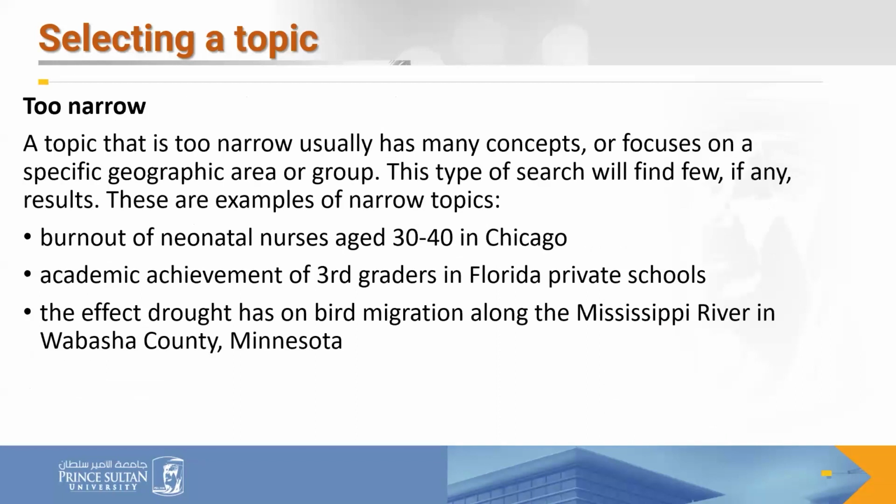We also don't want a too narrow topic, a topic that has many concepts or focuses on a very specific geographical area or group, and so it will give me very few results. For example, burnout of neonatal nurses aged 30 to 40 in Chicago, or academic achievement of third graders in Florida private schools, or the effect drought has on bird migration along the Mississippi River in Wabasha County, Minnesota. These are also too narrow topics. No, we don't need something too broad. We don't want something too narrow.